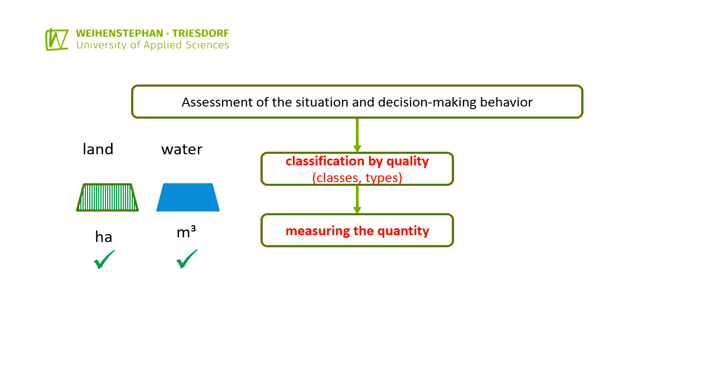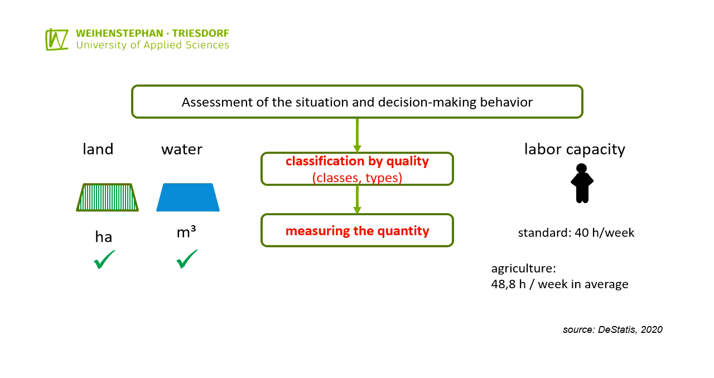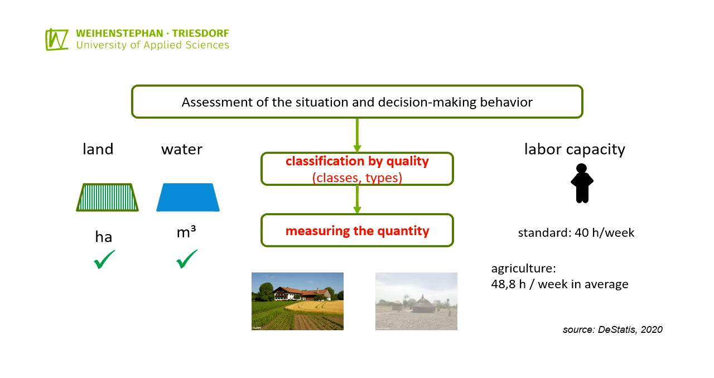This applies, for example, to a person's work capacity, which is often measured as 40 hours per week. But this rarely corresponds to reality, especially in agriculture. Consequently, the creation of the measurement concept also requires decisions regarding the units of measurement of quantity that are tailored to the specific case.